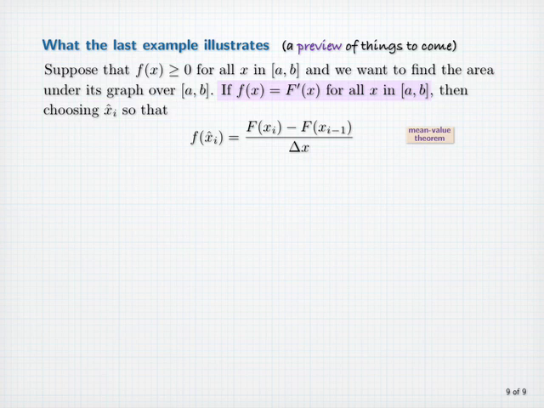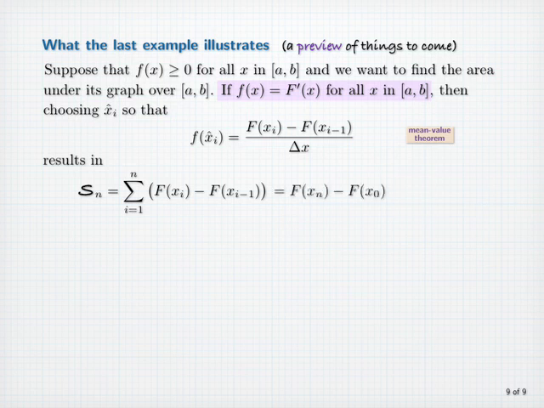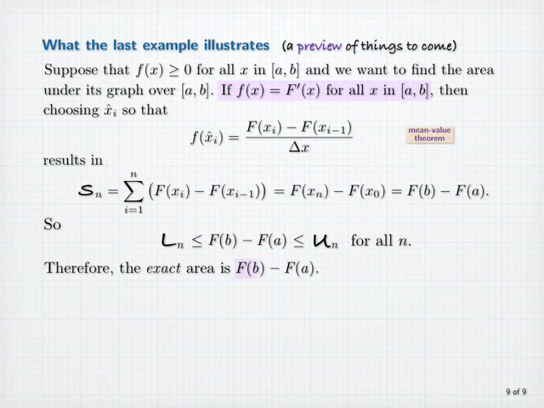the mean value theorem, results in a sum, Sn, equal to the sum from i equals 1 to n of F of x_i minus F of x_{i-1}, which is a telescoping sum that simplifies to simply F of xn minus F of x0. And since xn is b and x0 is a, we have F of b minus F of a. So, F of b minus F of a, which is independent of n, is between every lower sum and every upper sum, and consequently that must be the exact area.